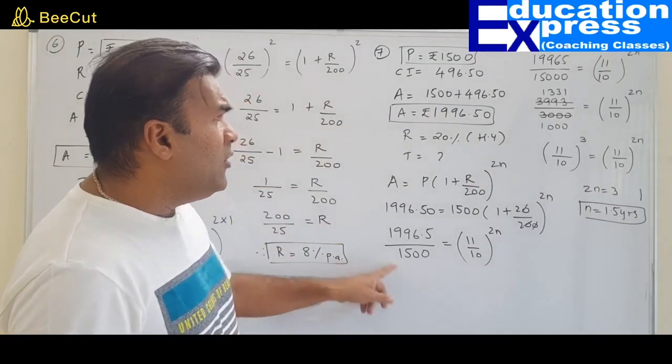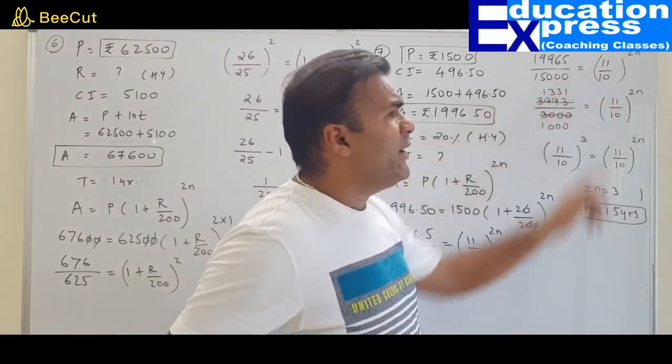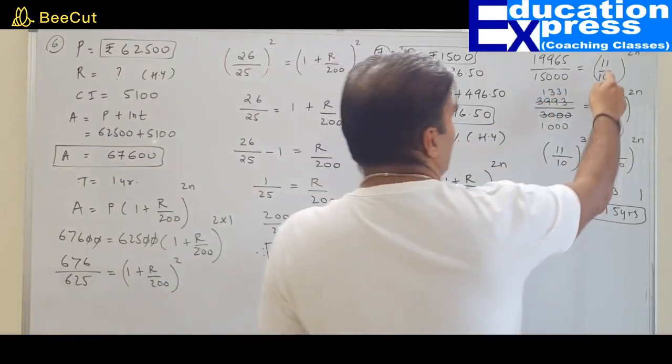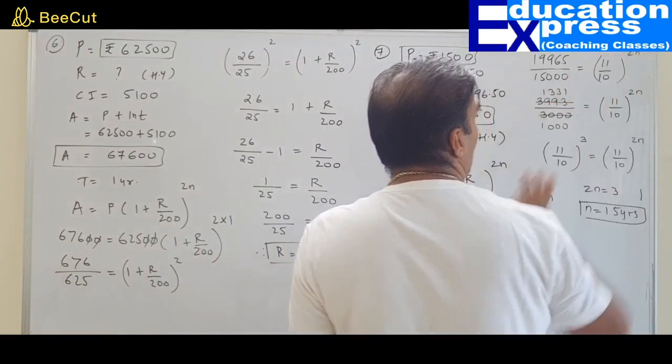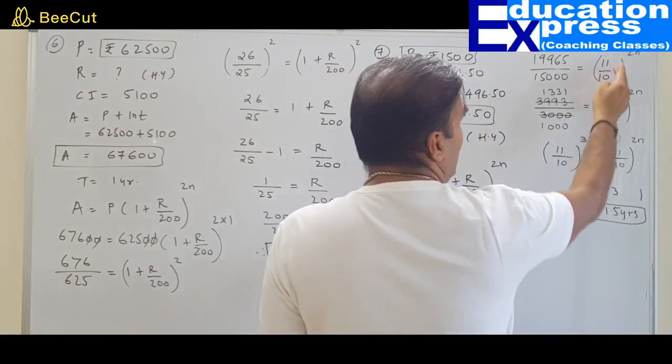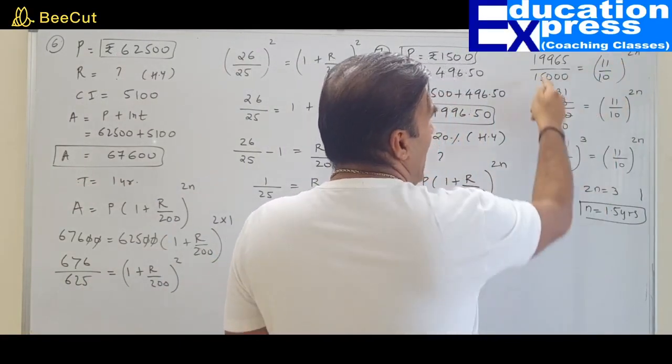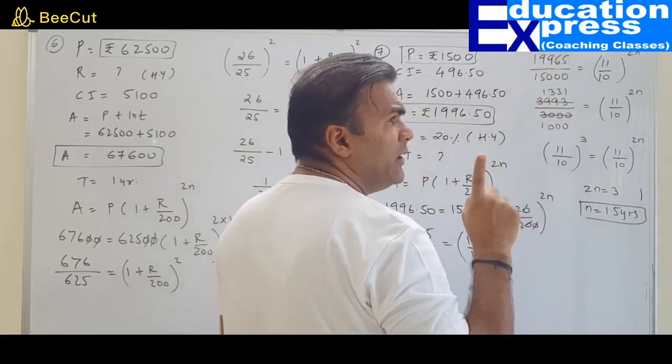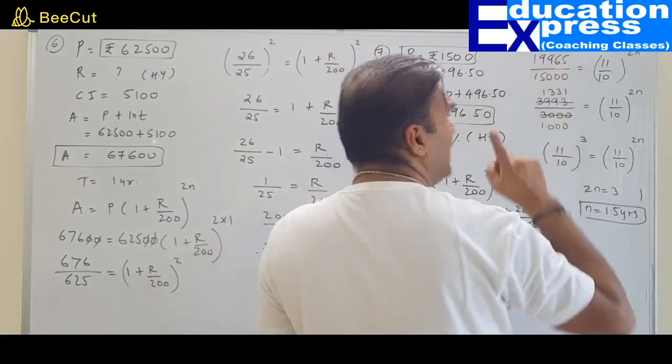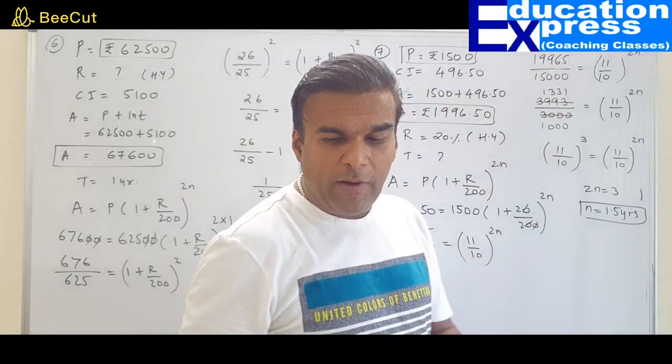One more thing I will tell you, my dear friends, whenever you are doing this type of question, since I know that 11 upon 10 is locked in, keep in mind that 11 upon 10 stays the same. Your calculation will be either a square of 11 or a cube of 11.